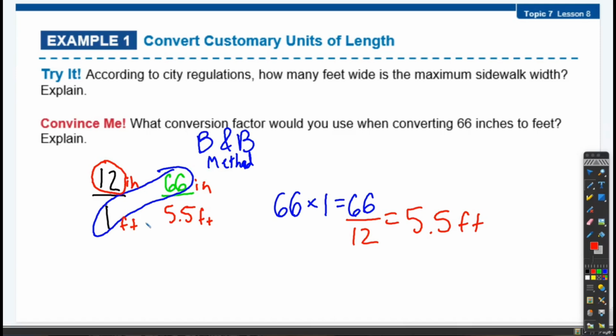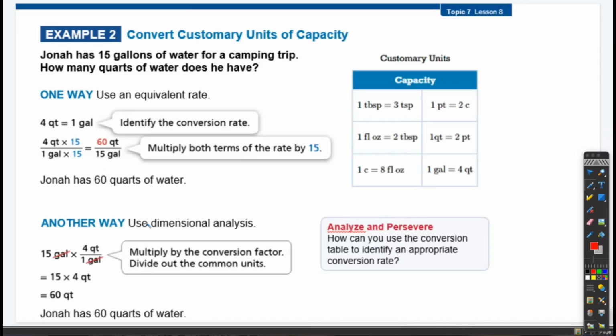Okay. Now, we're done with example 1. Finally, am I right? Example 2. Convert customary units of capacity. Jonah has 15 gallons of water for a camping trip. How many quarts of water does he have?